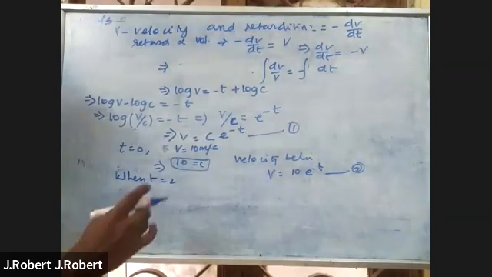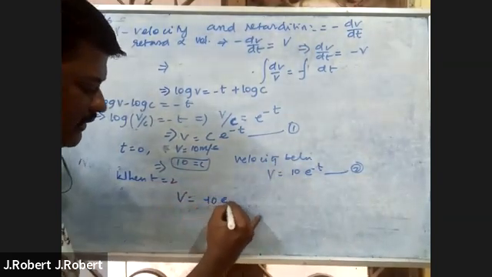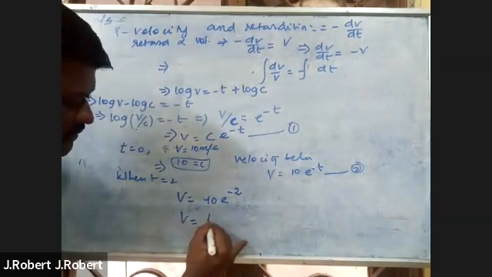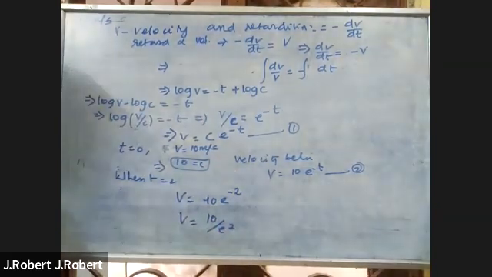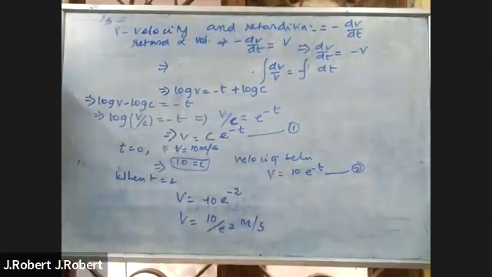So when t is equals to 2, your velocity v is equals to 10 e power minus 2. Correct? Wherever t comes, you put 2. Therefore, your velocity is equals to 10 e power minus 2, that is 10 by e square. So for velocity we can write this in meter per second. That is the answer. Please take note. So with this we'll stop today. We'll continue in the next class. So please kindly cooperate with me.